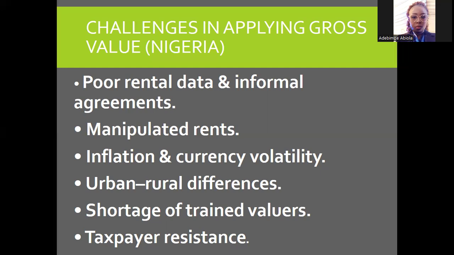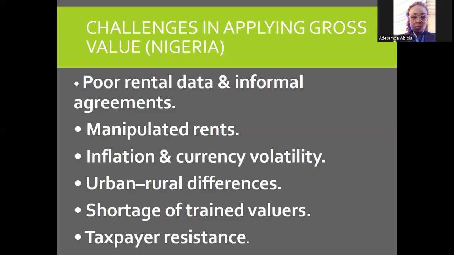And then we have some economic factors, such as the increase in inflation and currency volatility. In a way, it has distorted the rental market. Probably now we are seeing that in a year, prices are just increasing, and this is having an effect on our rental value.